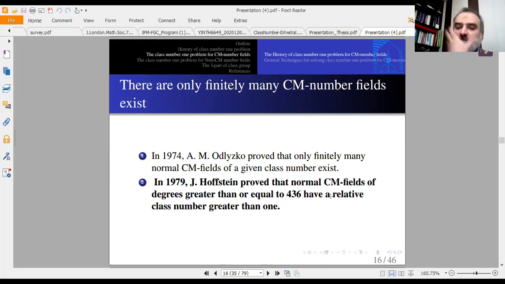So for example, in Farahnaz's work, the S4 extensions cannot be complex multiplication fields because, for one thing, for complex multiplication fields, the complex conjugation should be in the center of the Galois group. And the center of S4 is trivial. So if you look at S4 extensions of Q that are imaginary, then you don't find any complex multiplication fields among them.